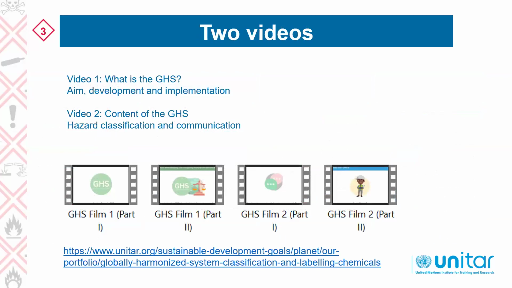And then finally, the third kind of material we developed are 2 videos. These are 10 minute videos. They are very short. Each video is divided into 2 parts. They provide a visual introduction to the GHS. Video 1 is about what the GHS is. It explains the aims, the objectives, the development and implementation of the GHS. And the second video discusses the content of the GHS and talks about hazard classification and communication.